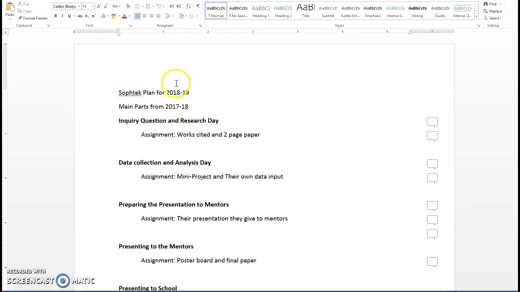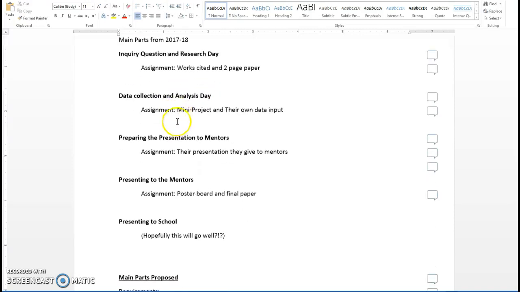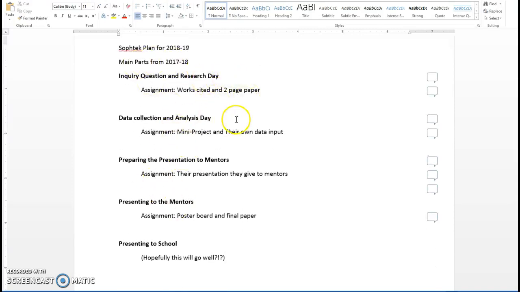Hey y'all, so this is the Softtek plan that we had for this past year, and I'm going to incorporate it into the plan for next year. Basically, we had three days that we took time out of class: an inquiry, question, and research day, and get a works cited and two-page paper; and a data collection analysis day.